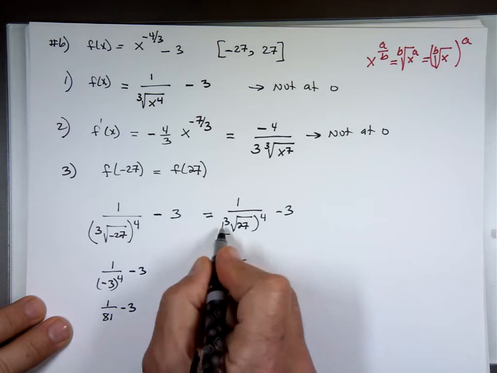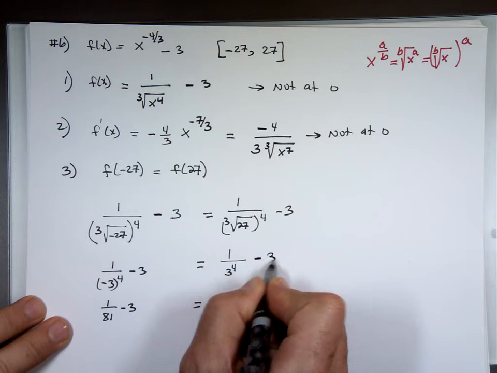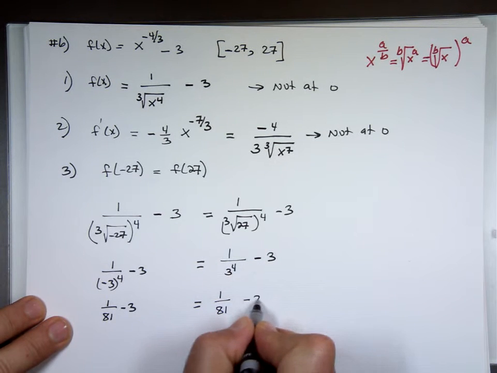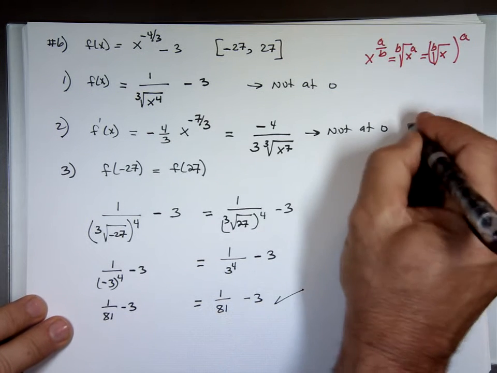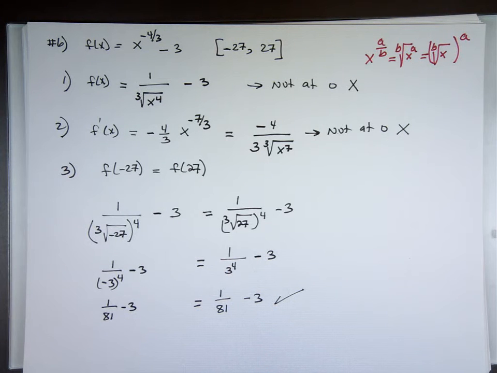One over the cube root of 27 is 3 to the 4th. What is 3 to the 4th? Are they equal? Yes, they are. So this test did not fail, but this one failed and this one failed. So the reason we can't use Rolle's theorem is because the function is not continuous and the derivative does not exist.